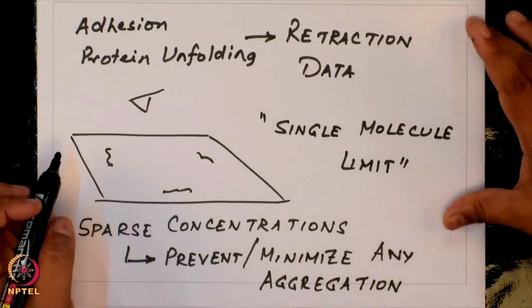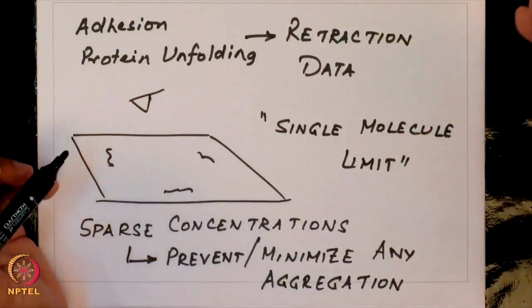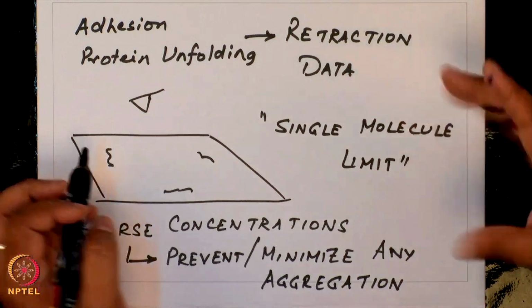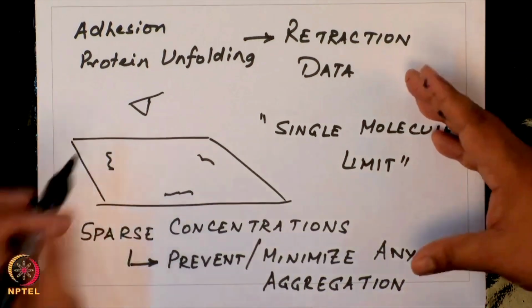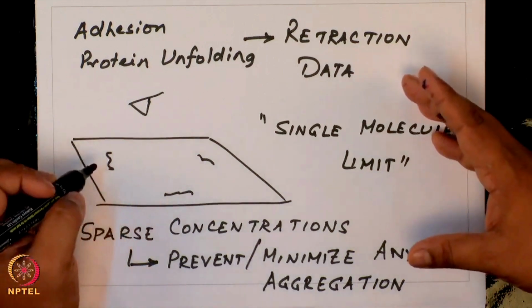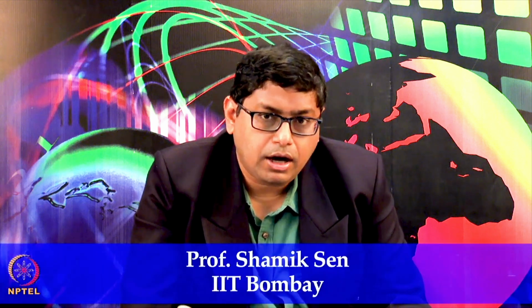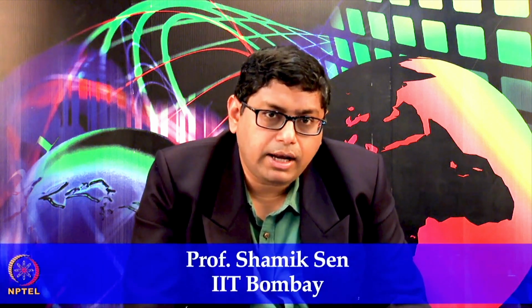We will continue in the next class, trying to understand how the tip knows where the protein is. Because if I am operating at the single molecule limit, I am working with a very dilute specimen. How will the tip know where my protein is situated, number one, and then what is the signature of an unfolding experiment, and how can I glean information about the unfolding dynamics of individual domains within a protein. With that, I thank you for your attention and will continue in the next class.